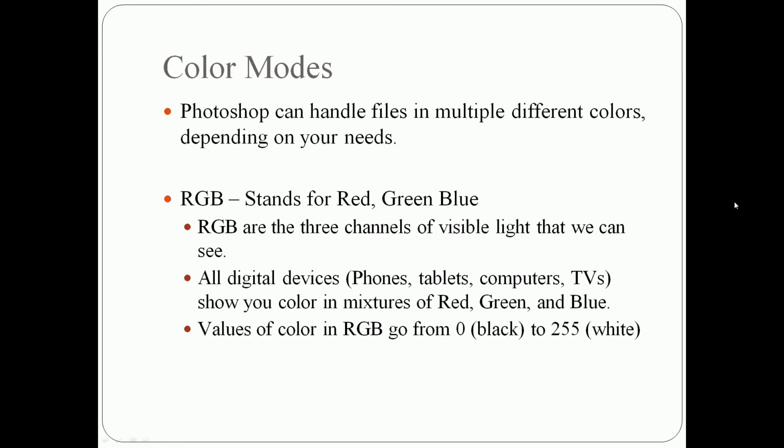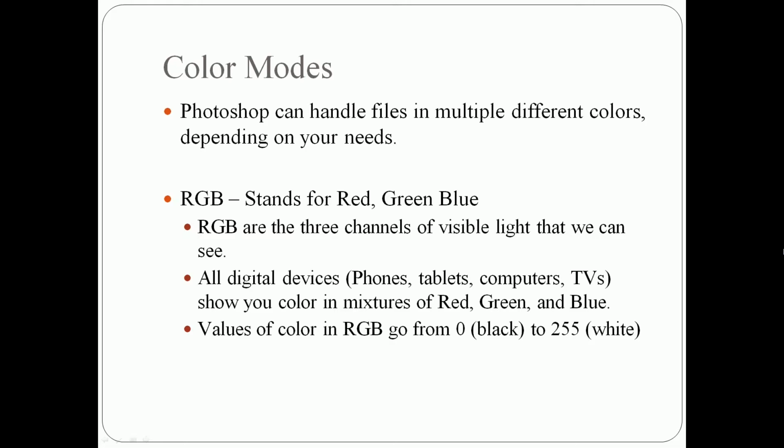There are color modes in Photoshop that you will also need to know. RGB stands for red, green, blue. RGB are the three channels of visible light that we can see. All digital devices, phones, tablets, computers, TVs, they will show you color in mixtures of red, green, and blue. If you ask me, I have a little magnifying glass up front, and if you hold that magnifying glass over your phone, you will see the individual pixels on your screen. You will also see faint red, green, or blue outlines because the refraction of light kind of breaks that light apart into the RGB light. So you'll see some of that when you look at your phone.